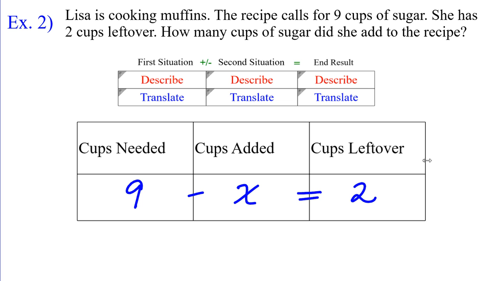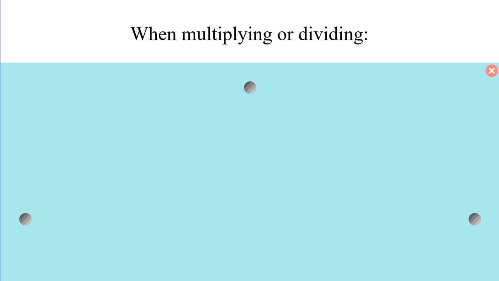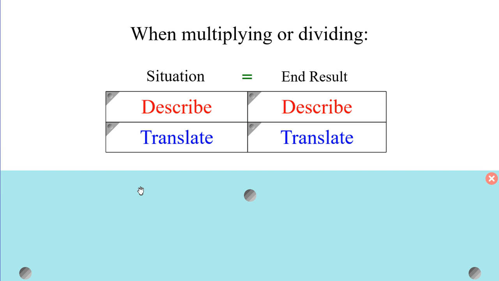Okay, so that's adding and subtracting. Let's take a look at multiplying and dividing. Very similar, but we don't need as much of a box because we just need to do something in one step. What we describe here is only going to happen in one box, and then we're going to get an end result. You'll see what I mean by that.